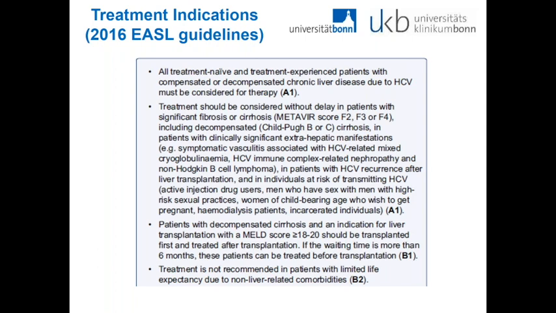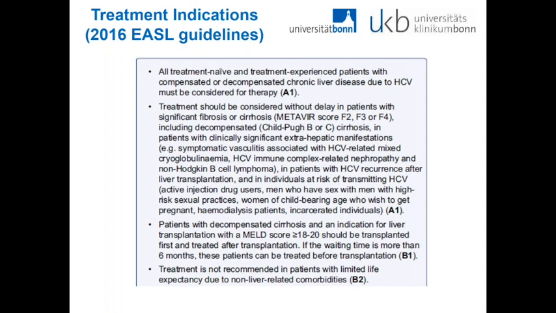Now, which patients should be considered for therapy? I think it's very important to highlight that in the guidelines, and this is taken from the EASL guidelines, all treatment-naive and treatment-experienced patients with compensated or decompensated liver disease should be considered for therapy. So it's really now opening up to say everyone who has chronic hepatitis C is a potential candidate for therapy. And yes, if you have very many patients, there may be a prioritization of those with more advanced fibrosis, but in general, everyone should be treated.